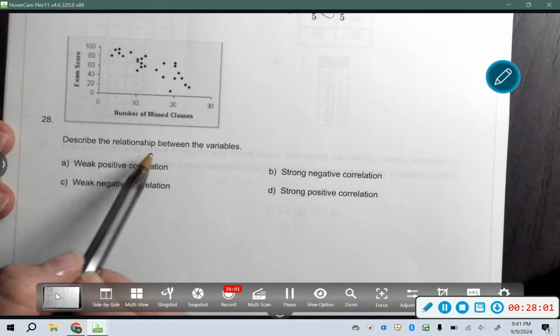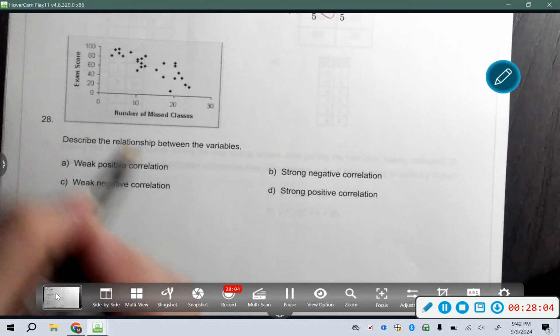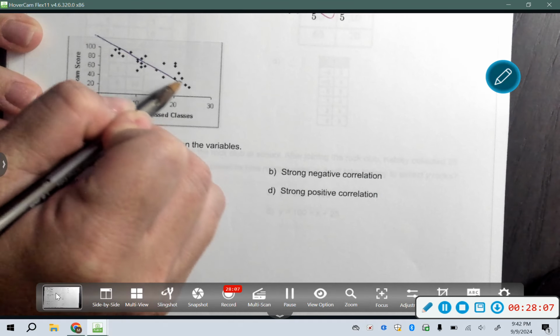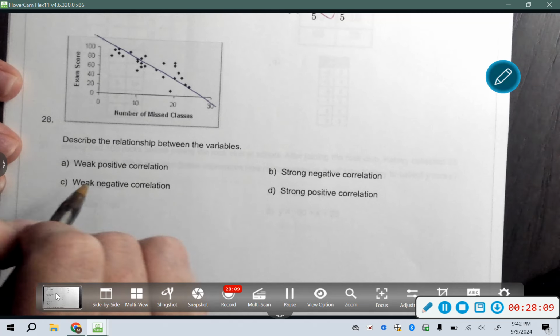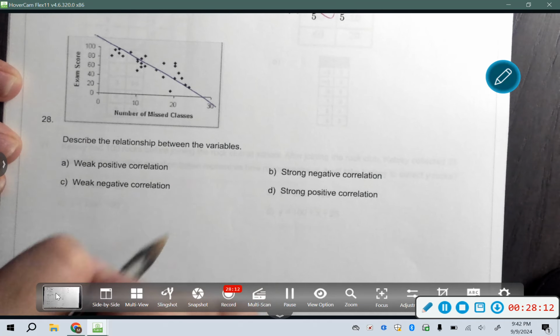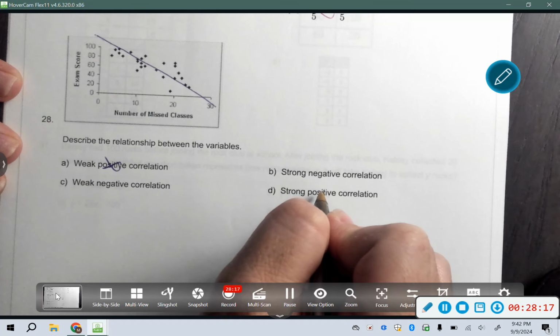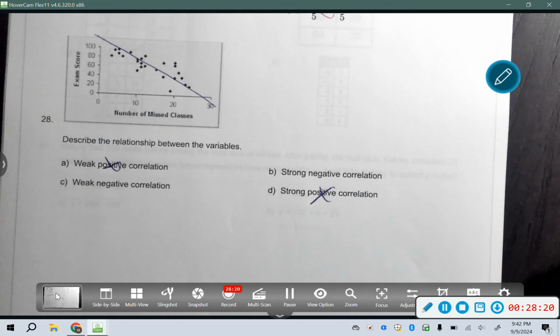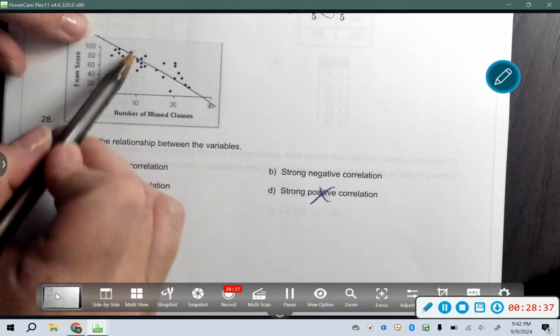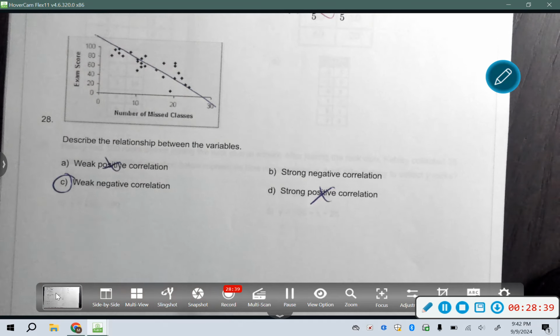Okay, this one says describe the relationship between the variables. If I drew a trend line, it's going to look something like this. So this is negative, so the choices that say positive are wrong. Now it's deciding if we think it's weak or strong. How close or far do you think it is from the line? We're going to say weak because they are a little more spread out. If they were all this close, that'd be different, but you've got this piece right here that spreads them out.